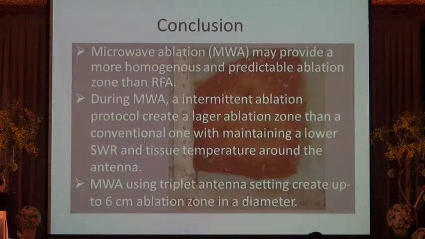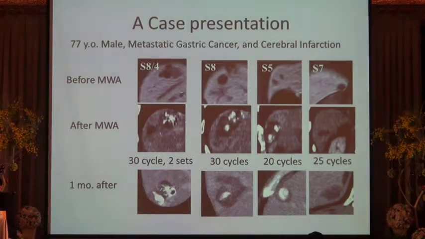And so let me show that recent clinical case, metastatic stomach cancer with liver metastasis. So you can see here that 2 sessions of 30 cycle and 1 session of 30 cycle and 20 cycle and 25 cycle. So you can see here the diameter of the ablated area depends on cycles.